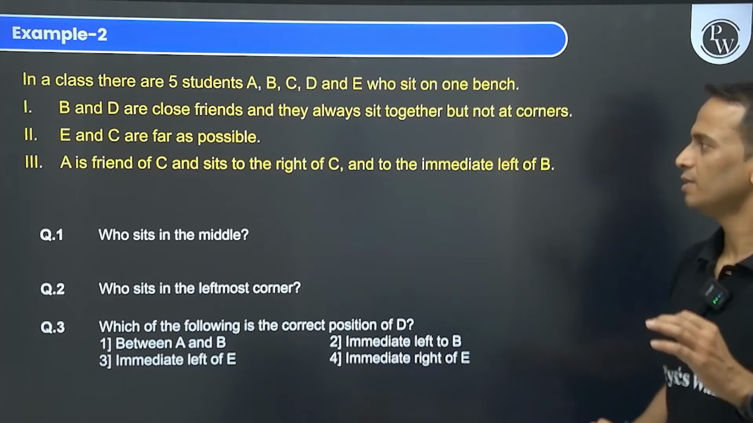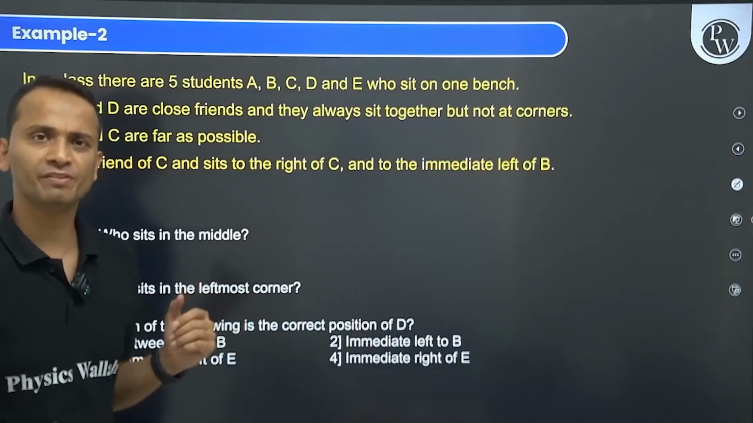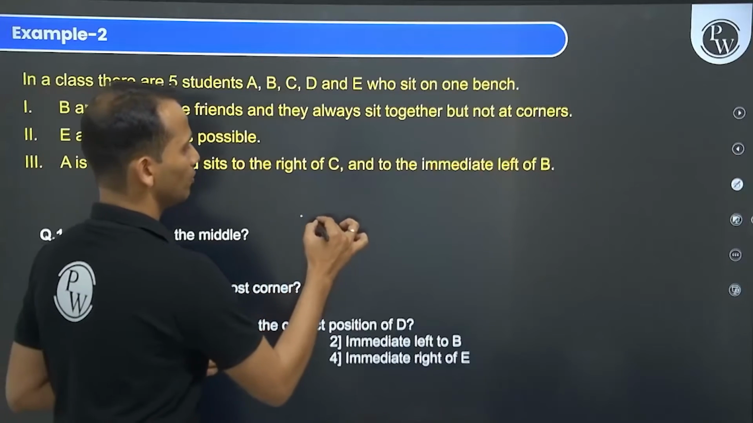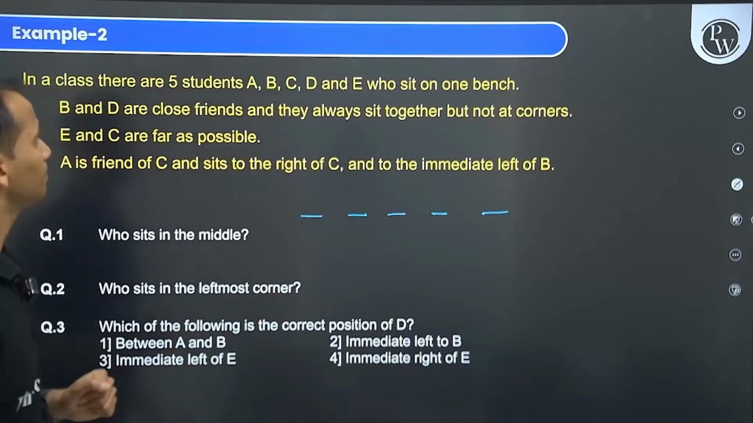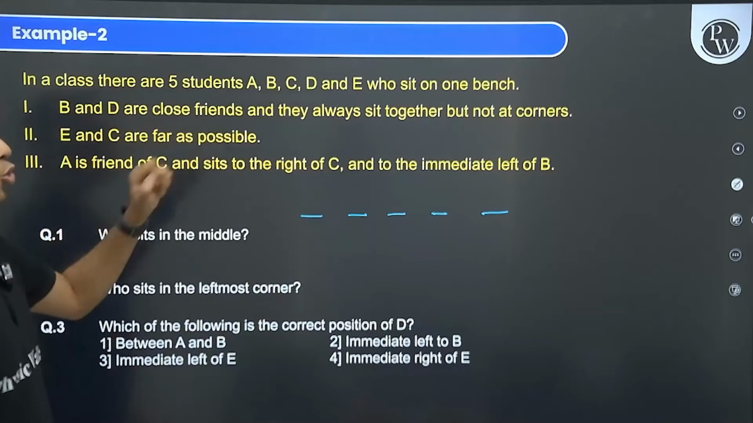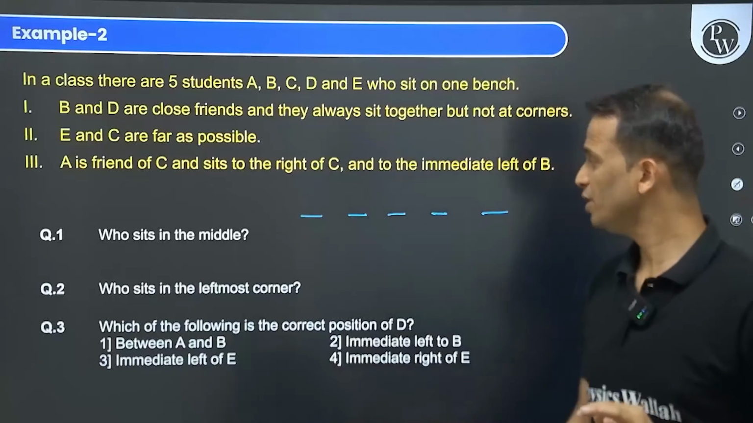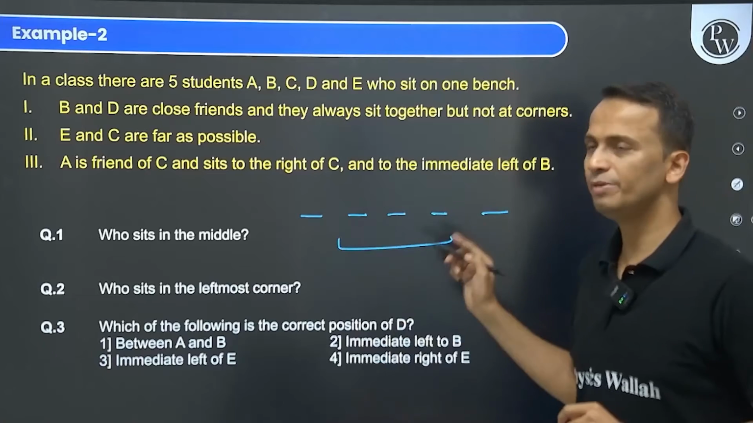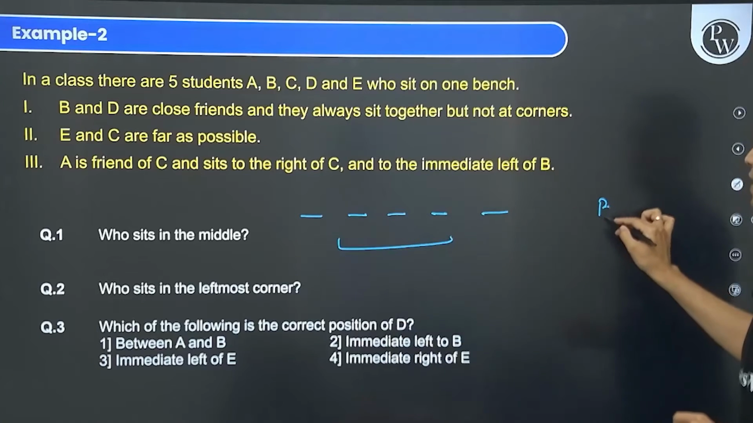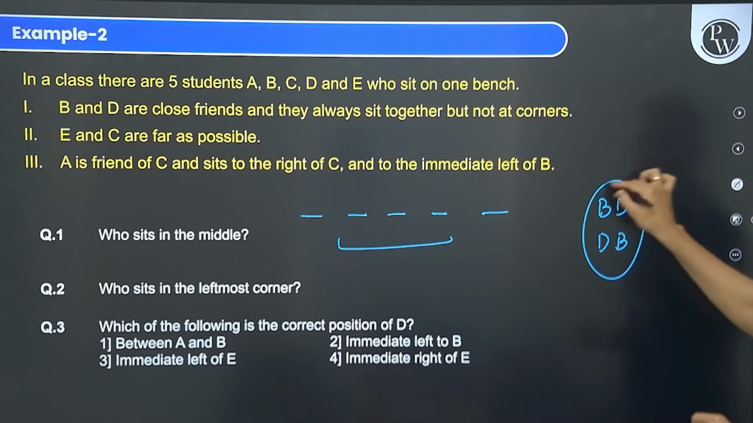All right, now let's try to draw this arrangement. This one is easier as compared to the previous example that we have seen. So 1, 2, 3, 4, 5, 5 friends. Now B and D are close friends and they will always sit together but not at corners. So for B and D, only these 3 positions are possible. B and D will not sit at the corners and they have to sit together. BD and DB. Anyone like this?